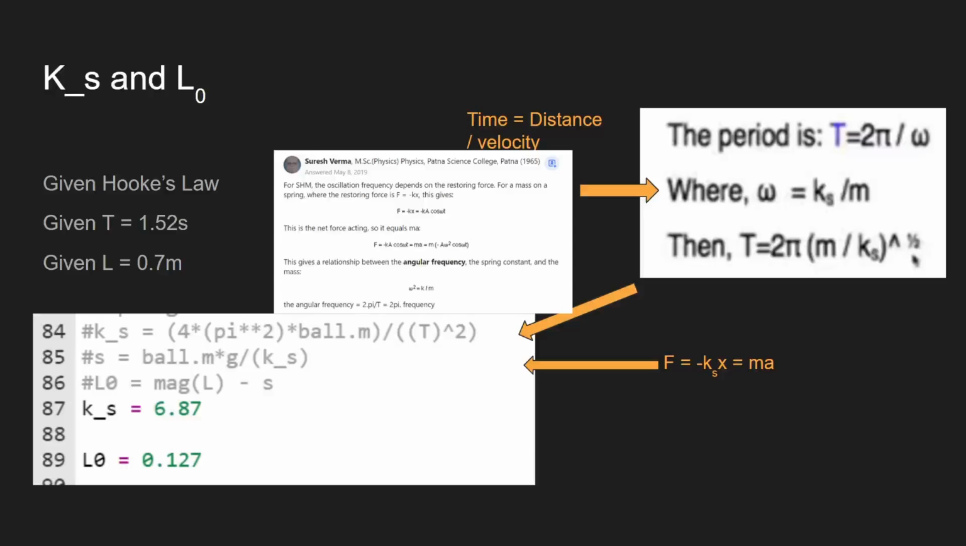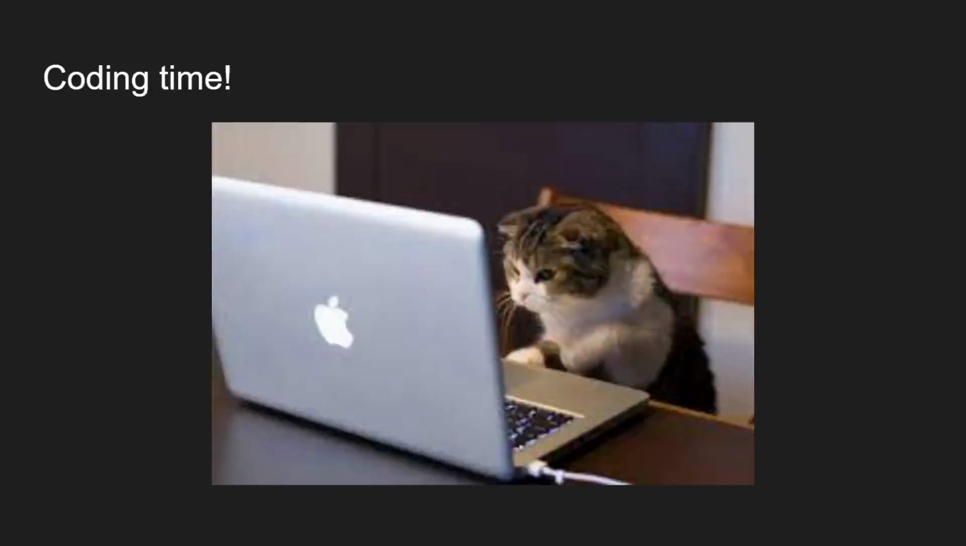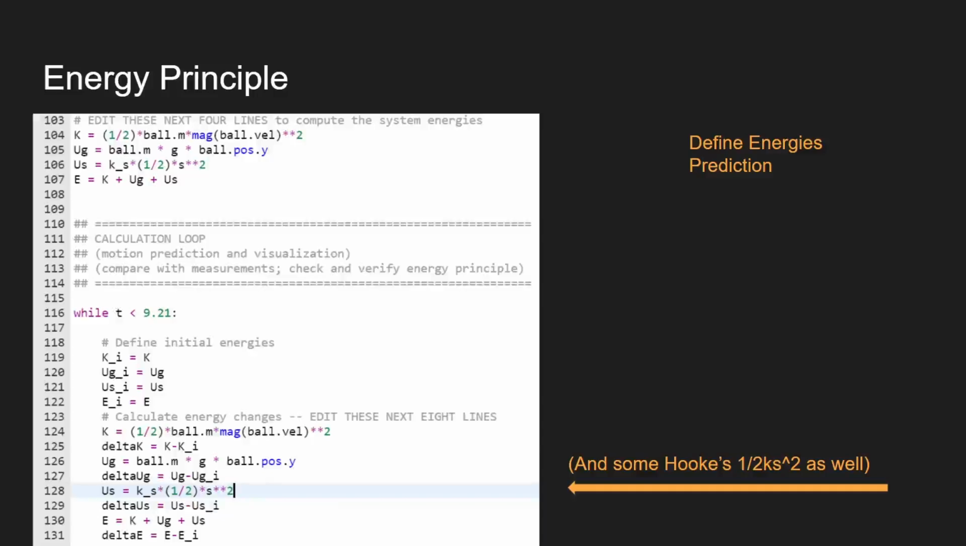And substituting in negative kx is equal to mass times acceleration, then I could solve for that x, which is that change in length. Now given that our max length is given, and I subtract that from something else that we just solved for, which is that change in x, then I get L naught, which is 0.127 meters. Now it's time for some coding. Let's go. So here we define our energy predictions on the columns that is shown.